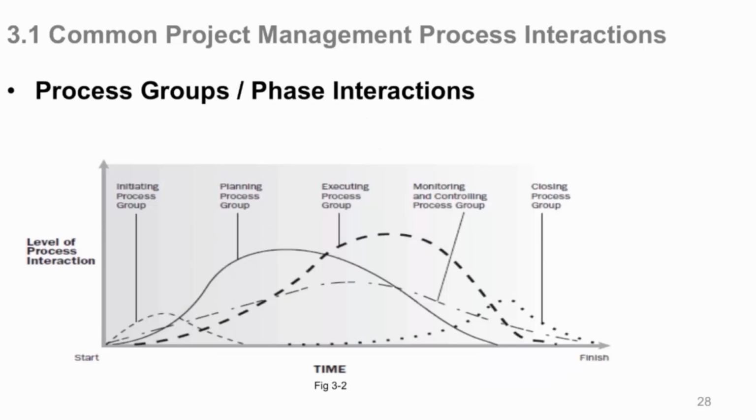Here's another graph which is really interesting. Up at the top we have the 5 process groups: initiating, planning, executing, monitoring and controlling, and closing. And at the bottom is time. Now, you may get some kind of question on the PMP exam about this in some manner, so you need to know basically how these, over here to the left, the level of process interaction, how they work together.